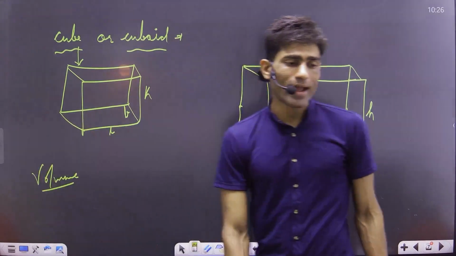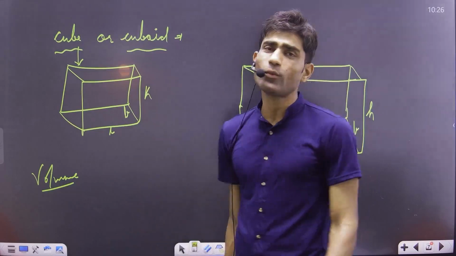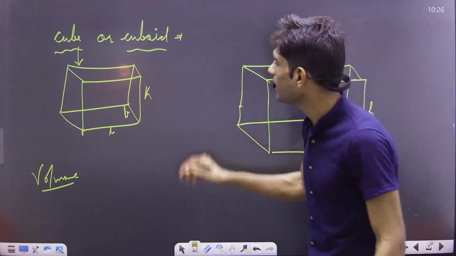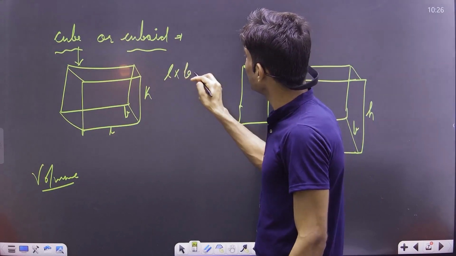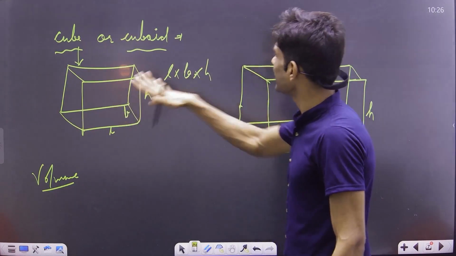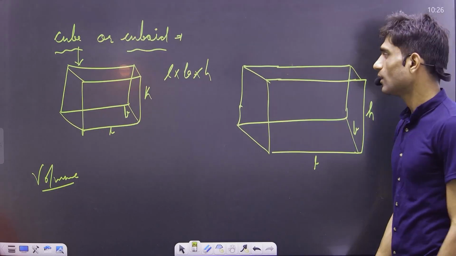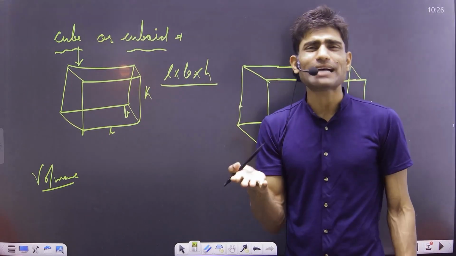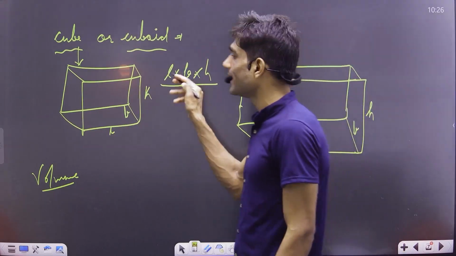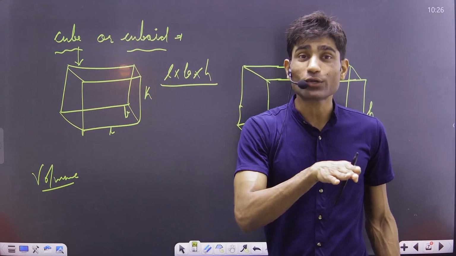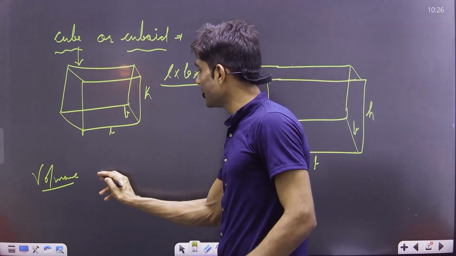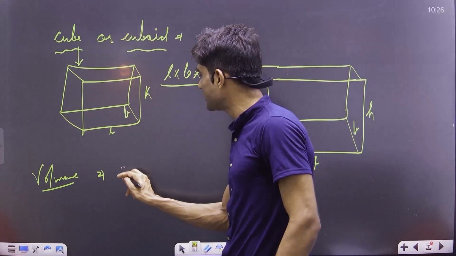What about the volume of a cube or a cuboid? The volume, we write as length multiplied by breadth multiplied by height, in the case of a cube and in the case of a cuboid. But as we know, if all three are equal, then length is equal to a, breadth is equal to a, and height is equal to a also. That means the volume of a cube is a cubed.